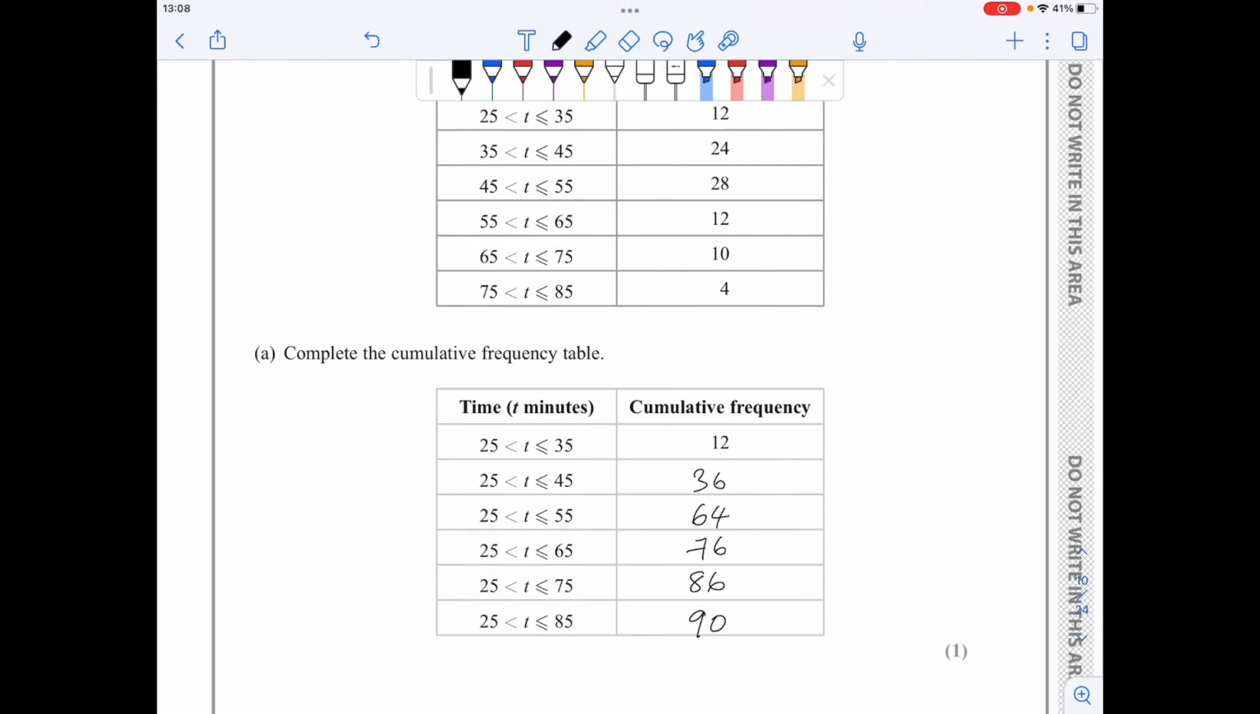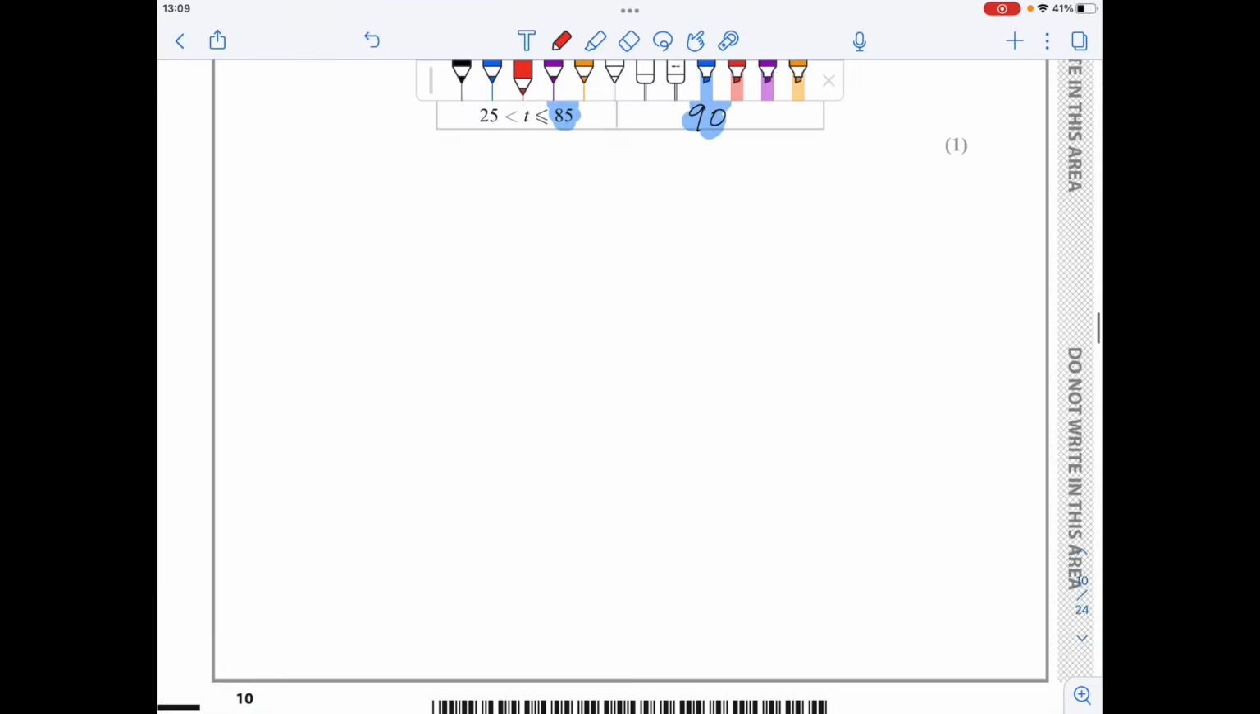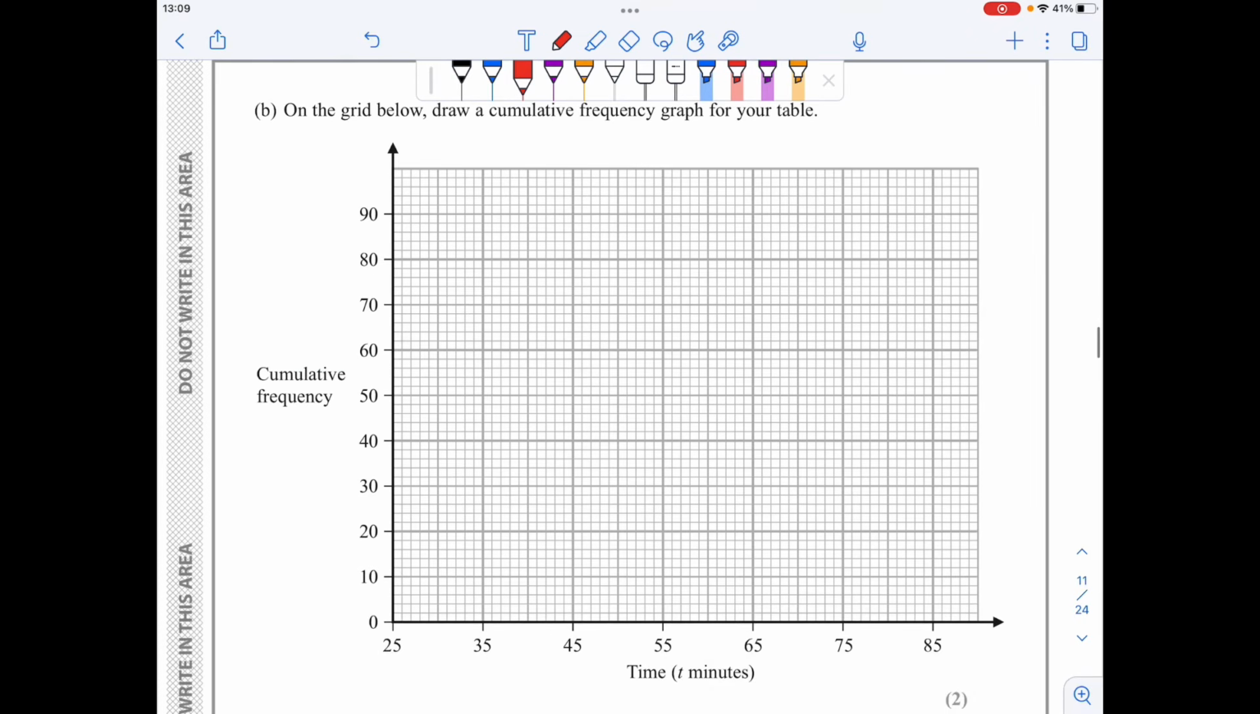For part B, I need to plot these on the graph. Now the coordinates will be the following. This column are the x coordinates, this column are the y coordinates, and because everything starts from 25, I will cut my horizontal axis at 25. So 25, 0 will be my starting point. So let's plot the points. And now you can join this with a smooth curve or using your ruler and creating line segments like I will do now.